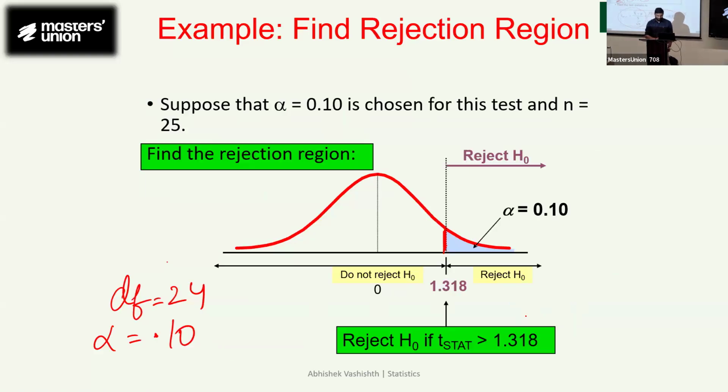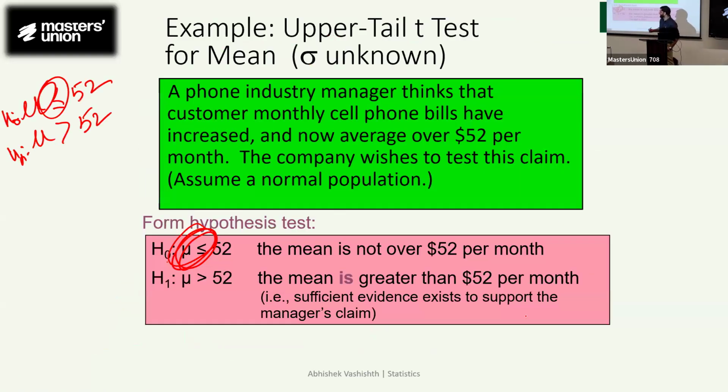Do not reject means what? This is interesting. Why is this interesting? You are not rejecting the null. Means this is true, means that mu is lesser than or equal to 52. Means whatever the manager was saying is false.